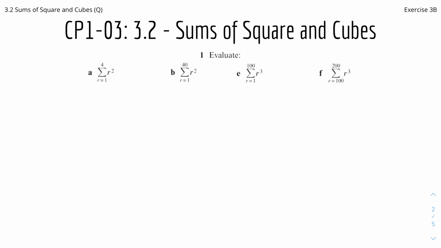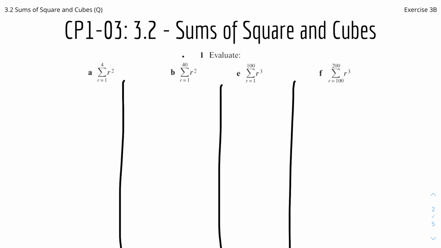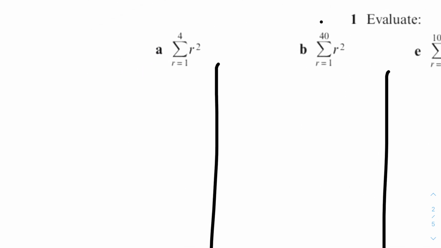And we'll get started with the first question, and these questions are from exercise 3B from the Core Pure 1 textbook, so you can check it out. So here's number 1, evaluate. We have 4 sum expressions right here which are split into 4 different columns. So the first one is the sum of r squared from r equals 1 to r equals 4.